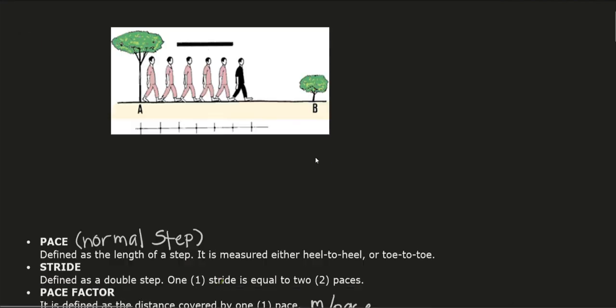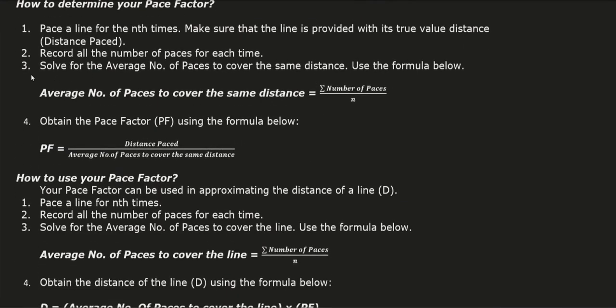So, when you are finished, proceed to step number 3. Solve the average number of phases to cover the same distance. Use the formula below. The average number of phases to cover the same distance is equal to the summation of the number of phases over n. The n is how many times you walked. In our example earlier, it is 5 times.